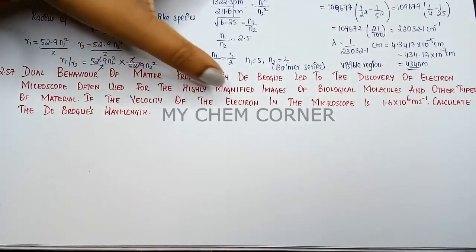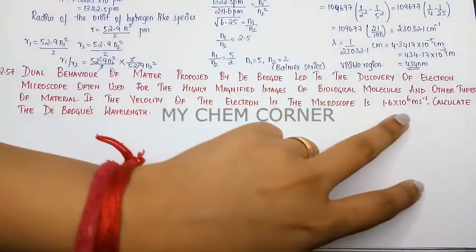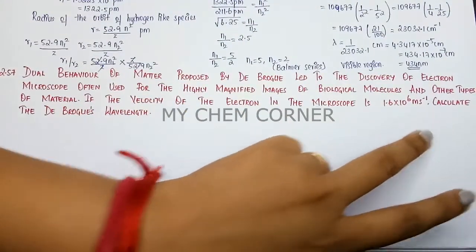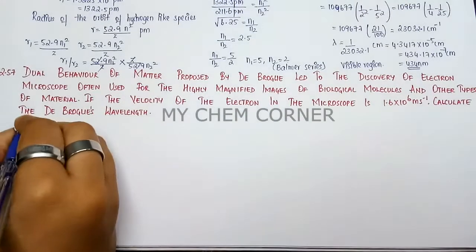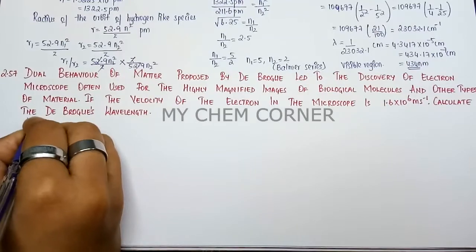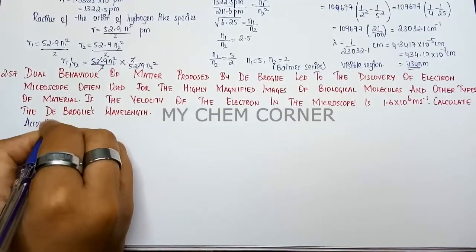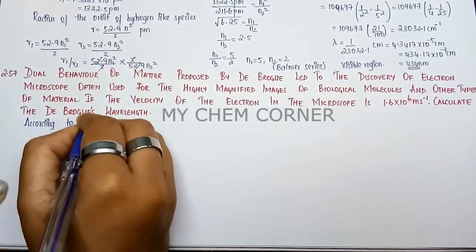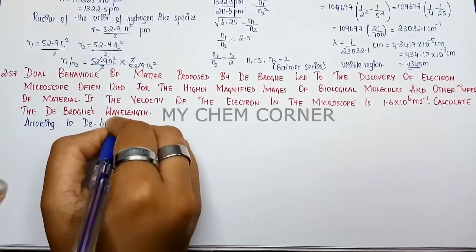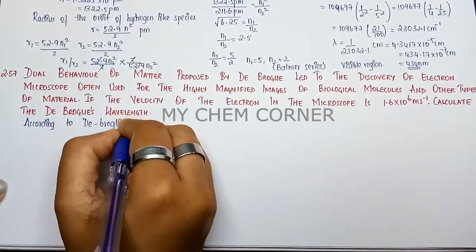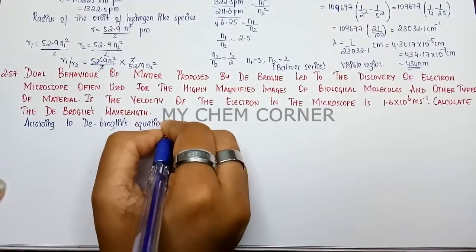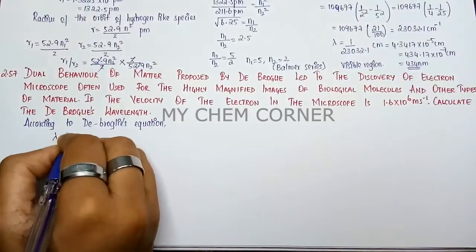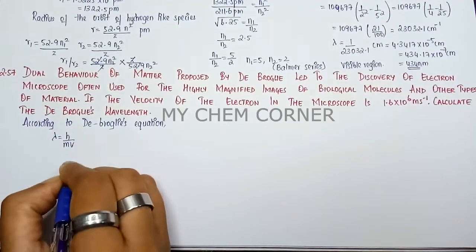Next is, if the velocity of the electron in the microscope is 1.6 × 10^6 meter per second, calculate de Broglie's wavelength. So here the question clearly is for de Broglie. So we are going to write over here that according to de Broglie's equation, lambda is equal to h by mv.